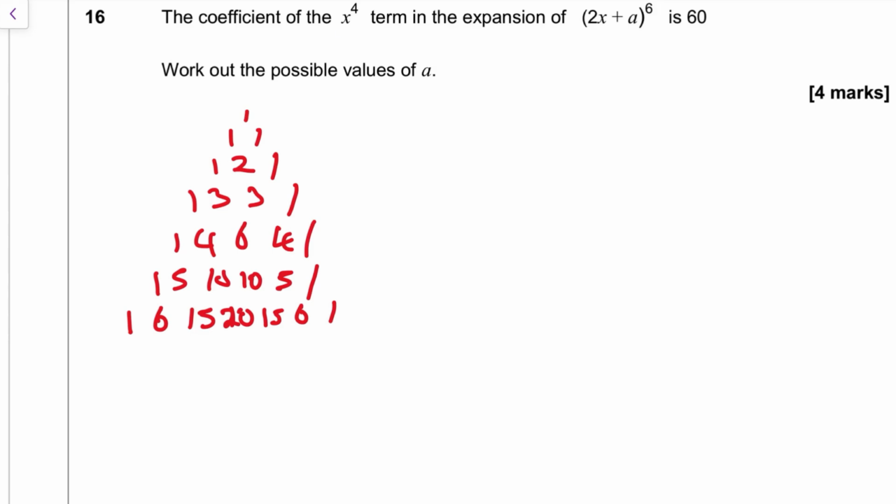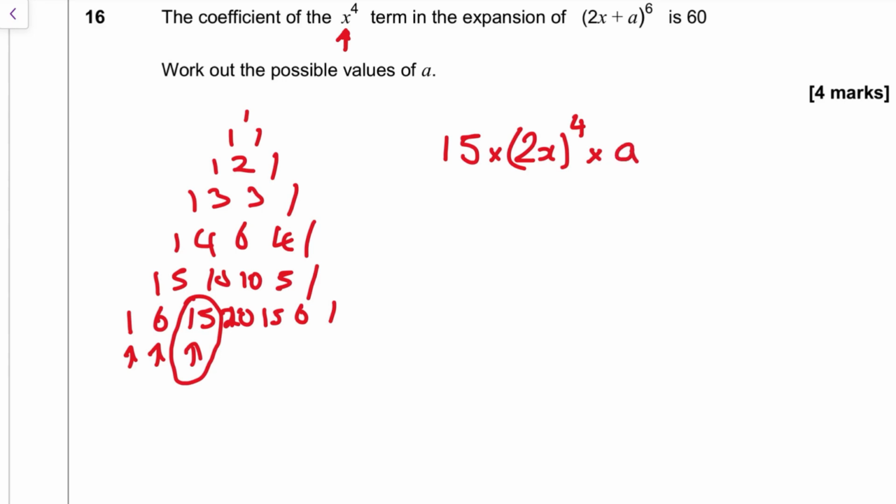What do I want? I want the coefficient of x to the power 4. Well, this is x^6, this is x^5, so this is x^4. So this is the one I want. So that means 15, which is my combination coefficient, times (2x)^4, is that right? Yes, it is. Times a to the power of 6 minus 4, which is 2, is equal to 60. Now, hold on, work out the possible values. Okay, possible values means it's going to be a square root.